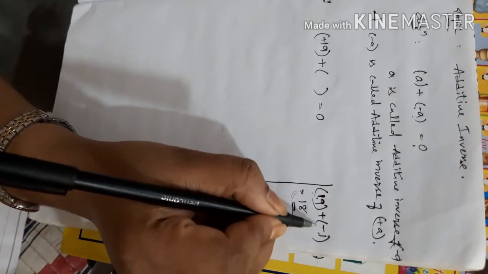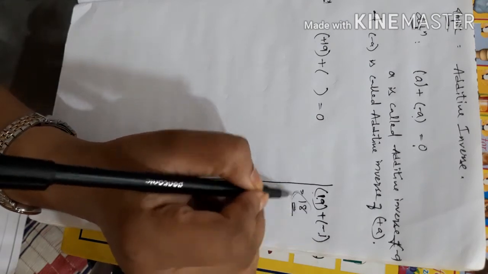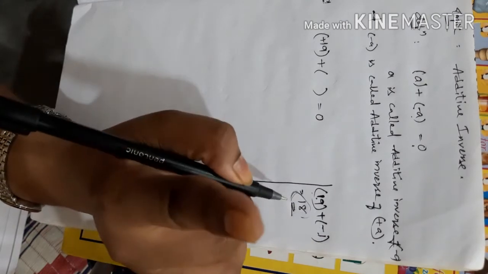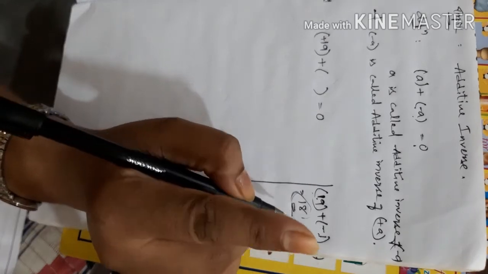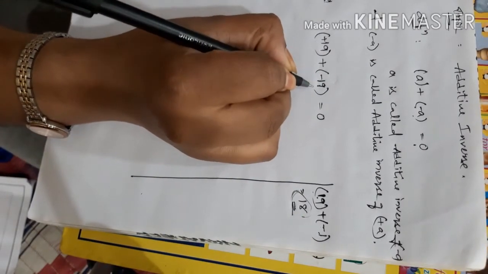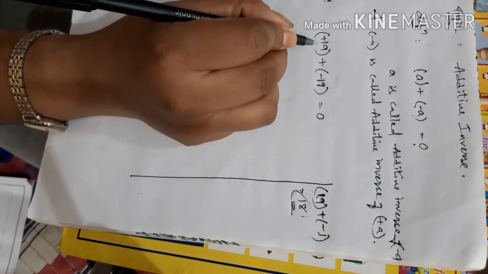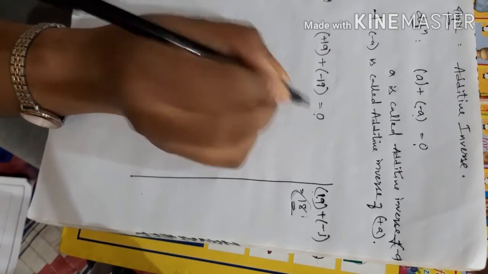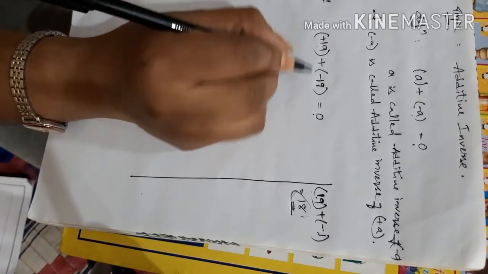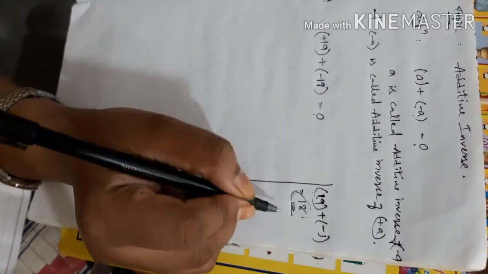No. So you take any integer, you won't get 0. Only one integer is there, that is minus 19. Only one integer will be there, that is minus 19. If you add only minus 19 to plus 19, then only you are going to get 0. Other than these two integers, if you take any other integer, you won't get 0.